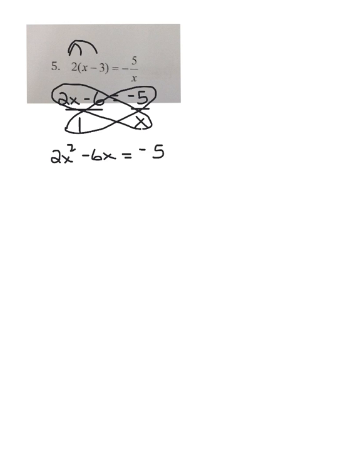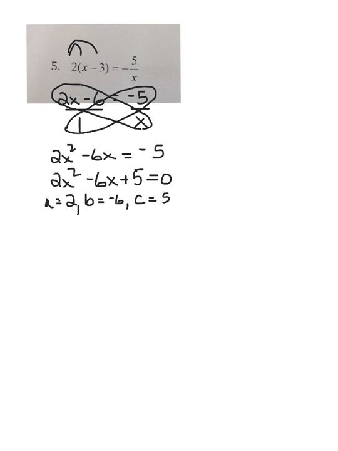Okay, so I see that this is a quadratic, so I'm going to want to set this equal to 0. So I'm going to leave these guys, and I'm going to move that negative 5 over to join them, so that's going to become plus 5 equals 0. So then we can see that our A is 2, our B is negative 6, and our C is positive 5.